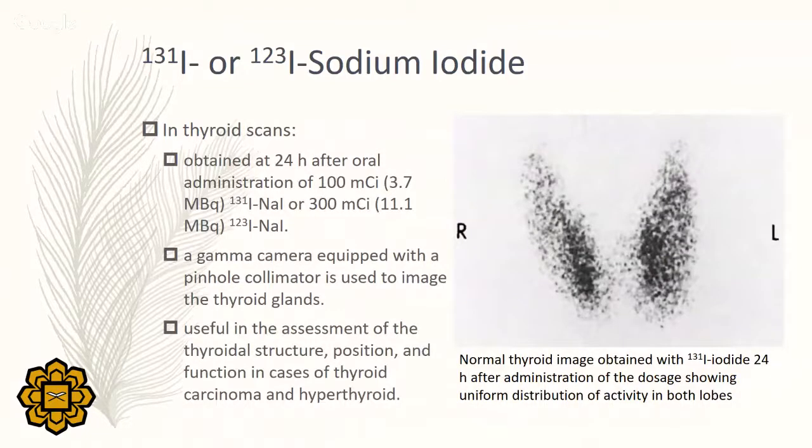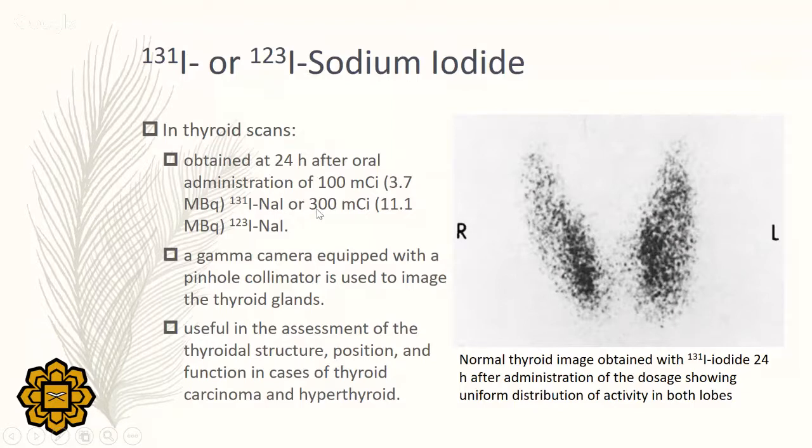So in thyroid scan, now we do the count already, and then we're going to do imaging. After oral administration, you will obtain the image at 24 hours, but the dosage for imaging is quite different. If you remember, for this 131 iodine sodium iodide, for the count you only use 10 millicurie, but for imaging you use 100 millicurie, which is 10 times more.